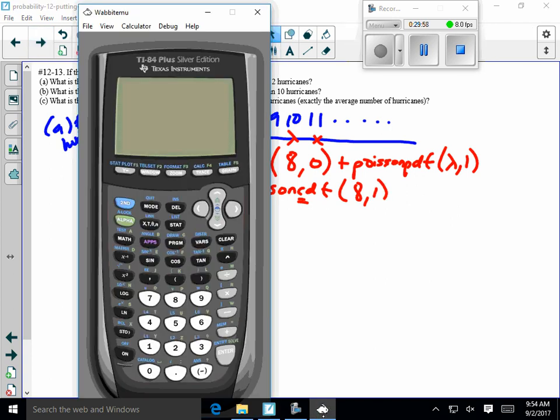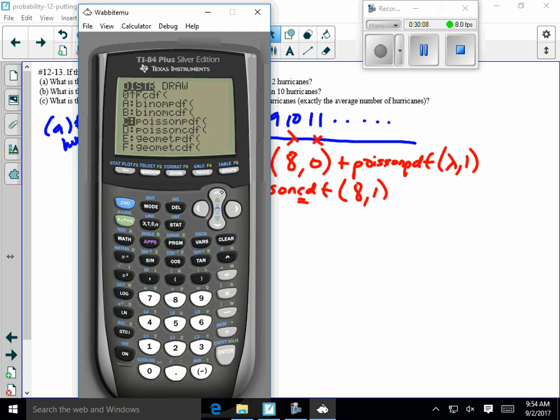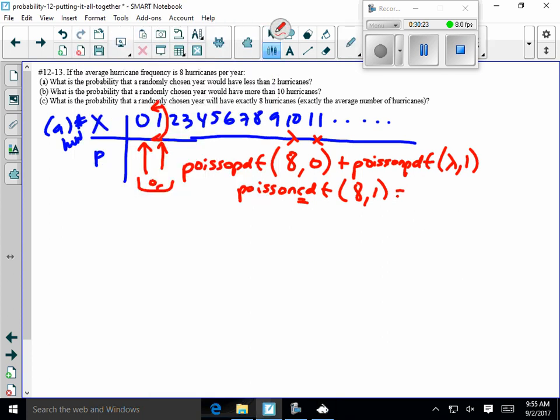Let's show you how that works on a calculator. If you go to where it says distributions here, I'll quit out of that. Second, and then the variables key. And if you scroll way down or scroll up and wrap around, there's Poisson PDF and Poisson CDF. I'm going to do the CDF version, less typing. The average number of hurricanes is 8, but I want to know up to 1, right? And that turns out to be 0.0030. So this probability would be 0.0030.